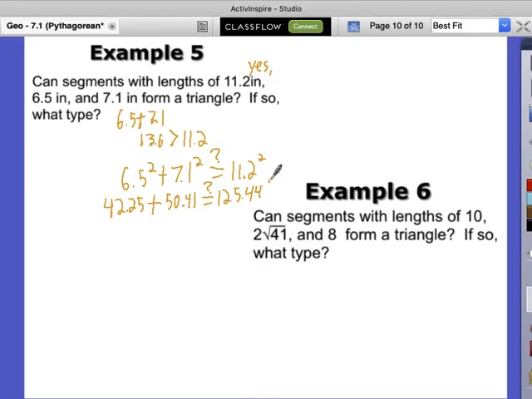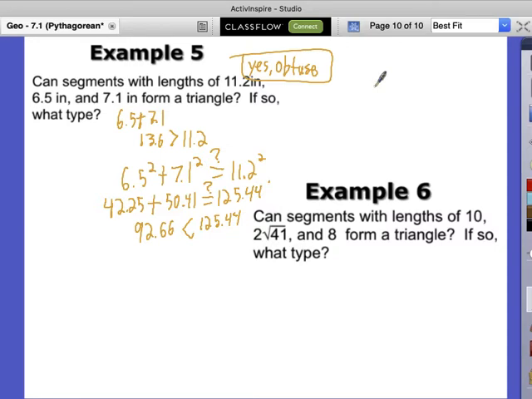Perfect. So what's 42.25 plus 50.41? 92.66. Very good. Now, what is that compared to 125.44? Is that bigger, smaller, or equal? Smaller. So our c squared is bigger. So is this acute, right, or obtuse? It's obtuse. If our c squared is bigger, then it's obtuse. So yes, this does make a triangle, and it makes an obtuse triangle.